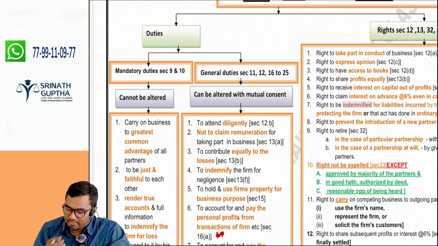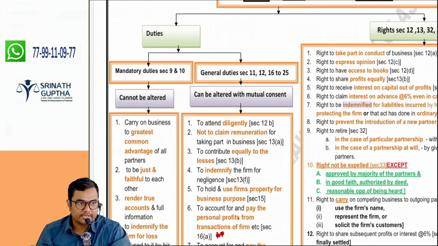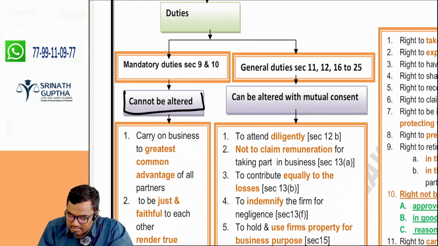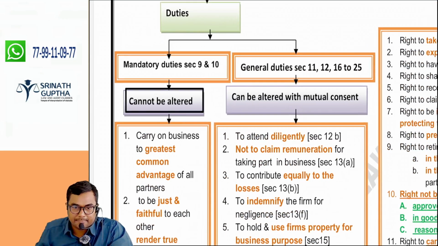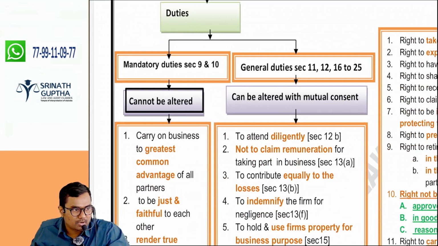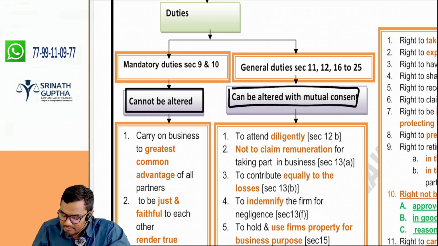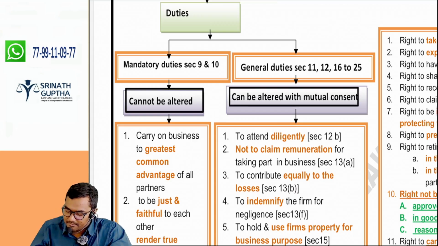Duties of a partner are of two types: mandated duties and general duties. Mandated duties are those which cannot be altered by mutual consent. You have to follow them as they are. General duties can be altered by partners with mutual consent.